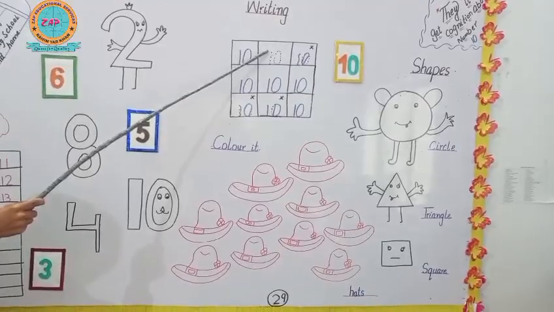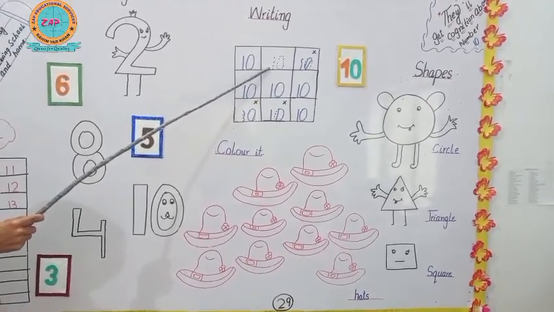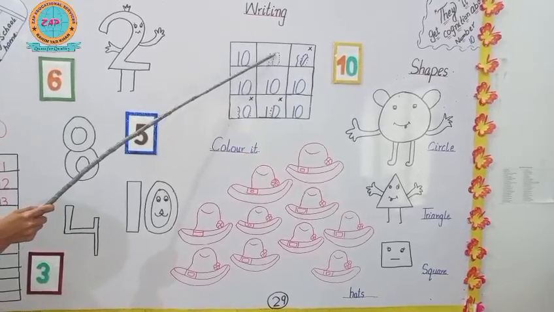You will put your pencil on the first dot and come down, down, down and stop. Now which number is this? 1. Now we will write 0.